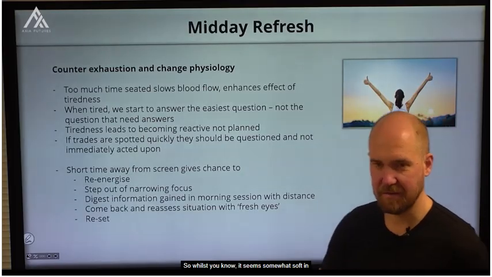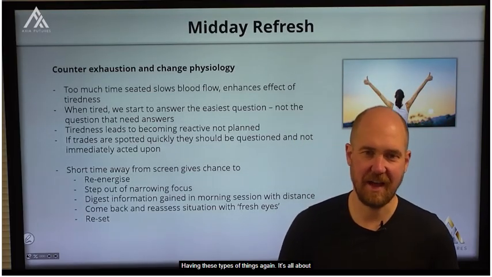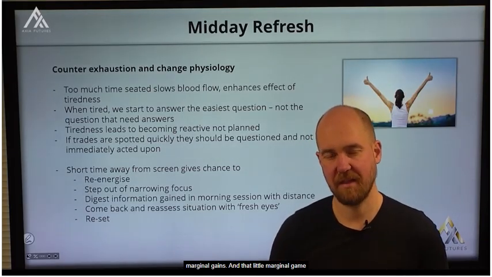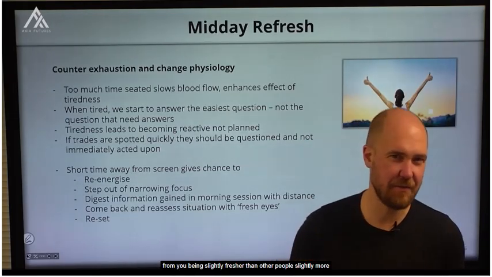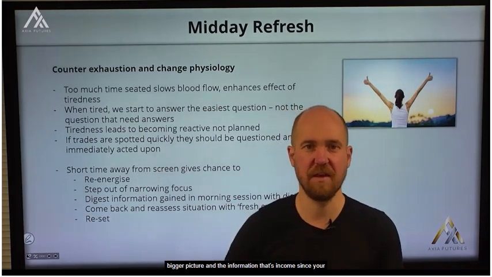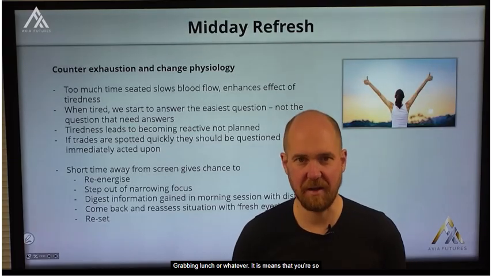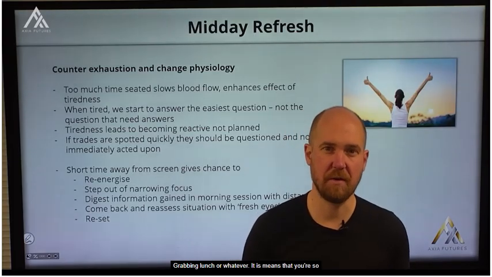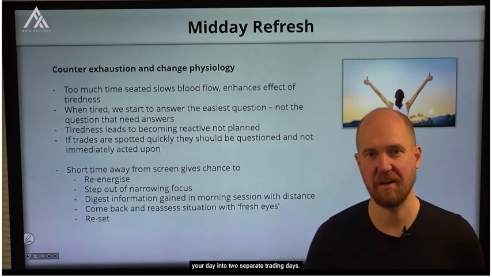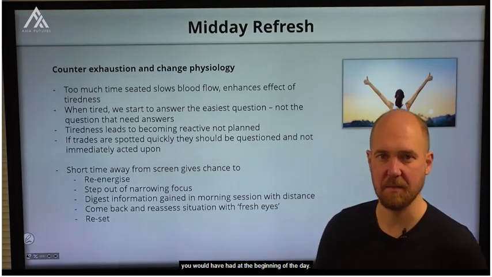So whilst it seems somewhat soft in terms of trading, having these types of things, again, it's all about marginal gains. And that little marginal gain from you being slightly fresher than other people, slightly more switched on, slightly more aware of the bigger picture and the information that's come in since your last trade, since pre-grabbing lunch or whatever it is, means that you're so much more focused for the rest of the day. It basically splits your day into 2 separate trading days. I mean, you've got that same level of focus and hunger that you would have had at the beginning of the day.